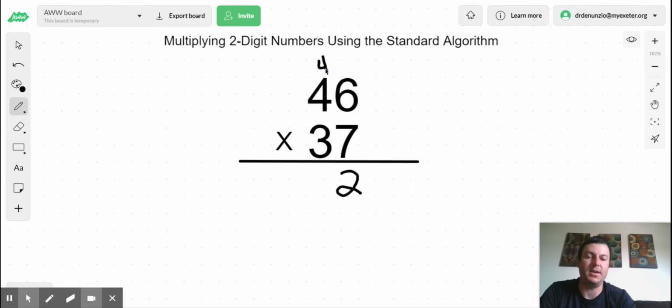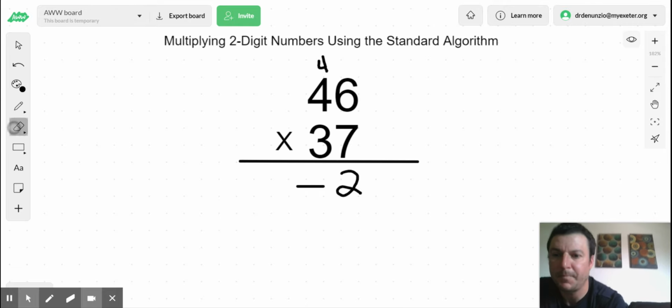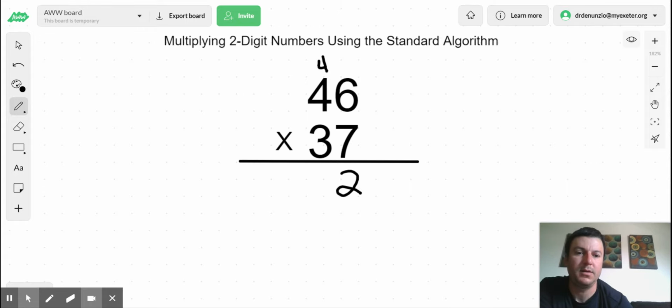4 times 7 is 28. And then you're going to add that 4 that you regrouped. So 28 plus 4 is 32. So we're going to put that down here. Pencil back on. Okay, so again, 4 times 7 is 28 plus 4 is 32.